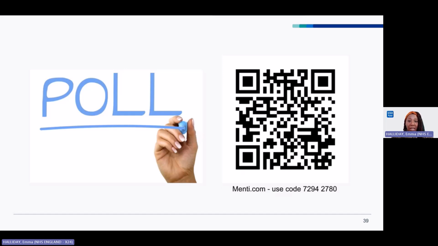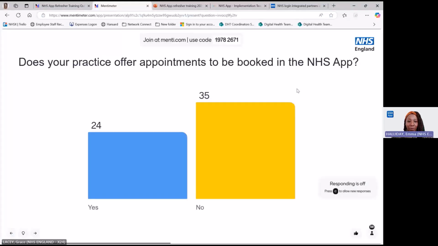So we've got a poll, and then we're going to invite Marion Smith to talk about repeat prescriptions. So I'm going to stop sharing and get this poll up.